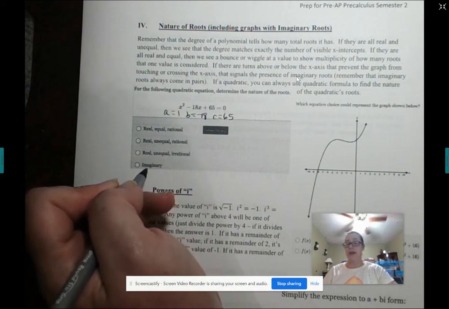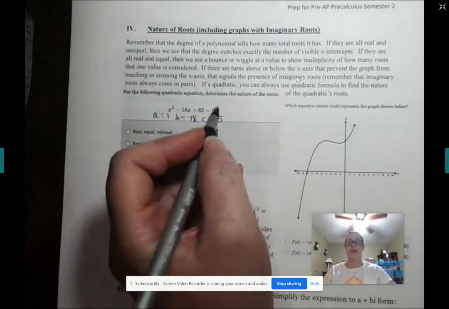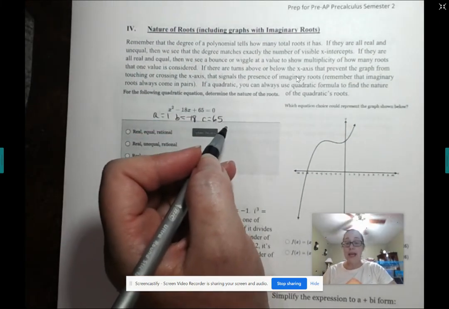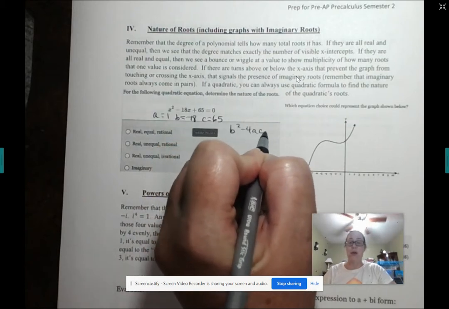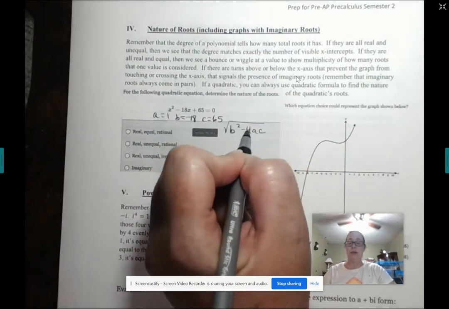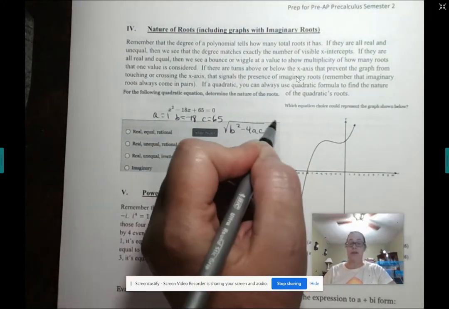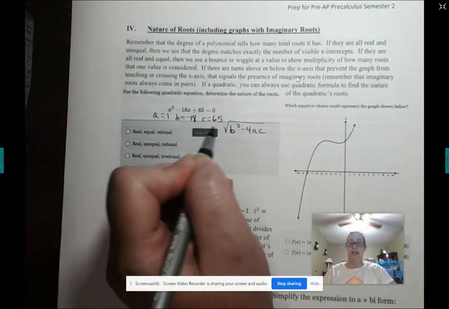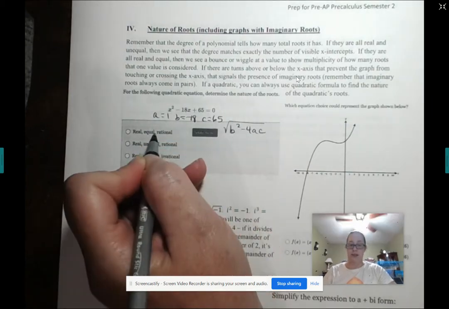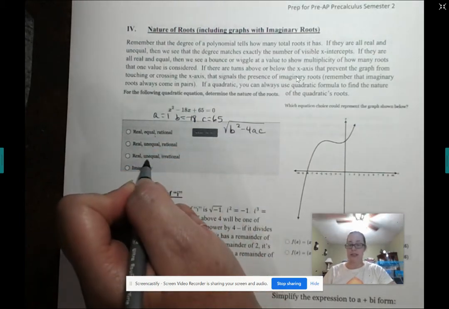If you don't have a graphing calculator, then you also can answer this very quickly using the quadratic formula. And even more importantly, it's not even the whole thing. You just need to know what is inside that square root. If it's negative, you're going to choose this. If it's positive and a perfect square, you can choose this. If it's 0, you're going to choose this. And if it's some number that's not a perfect square, you're going to choose this.